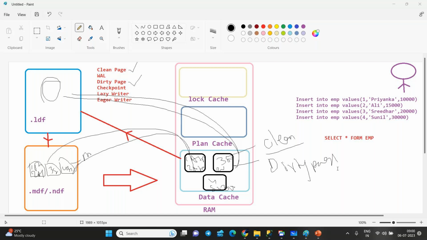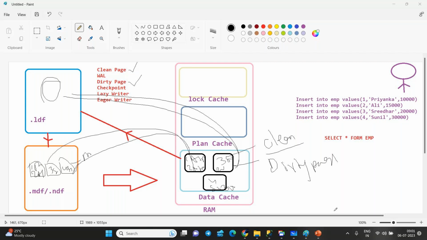Everyone knows about copy paste, right? Copy paste means it will keep the original in the cache, and it will just copy the data from the cache and paste it in the MDF file. So whenever checkpoint triggers, it will go to the data cache. It will move all the dirty pages from RAM to disk, along with the log records to the LDF file.